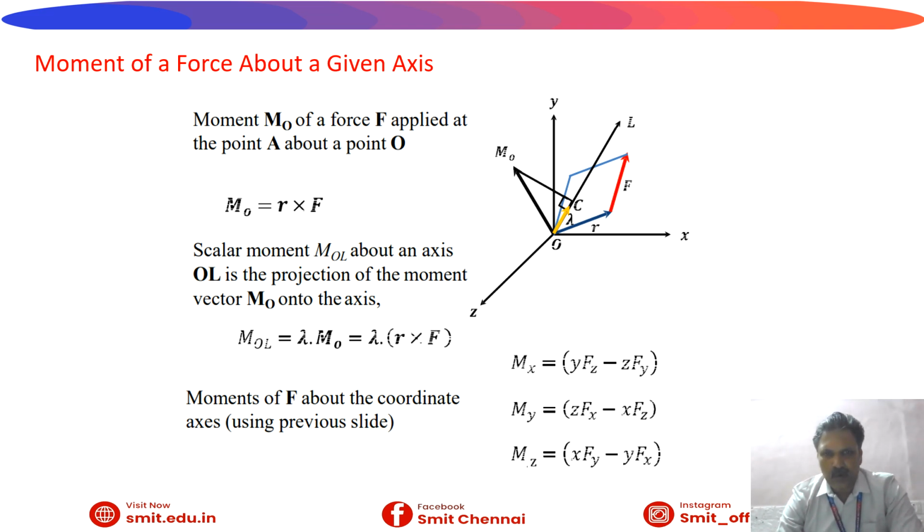The scalar moment M_OL about an axis OL is the projection of the moment vector M_O onto the axis. That is this concept, onto the axis. That is M_OL equal to lambda dot M_O should be written. What are our Mx, My, Mz? Already we got them in the previous slide in the matrix form. We got Mx, My, Mz.